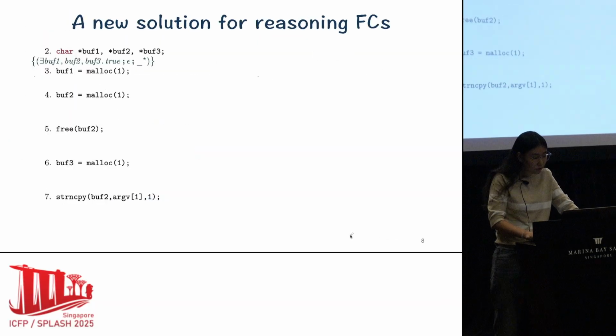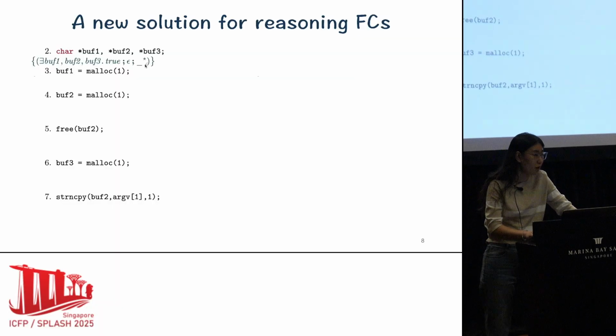So we propose a new solution for reasoning about future conditions, which guarantees that each line of the code, or each event emitted from the code, is only analyzed once. The solution is to embed the future condition constraint into the program state and propagate it along the way.